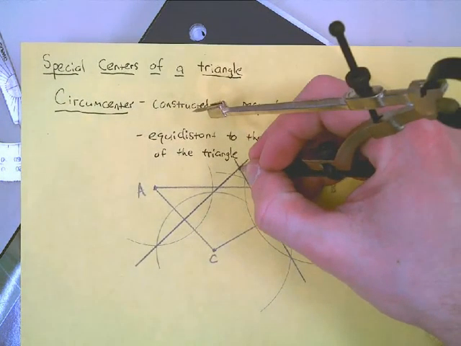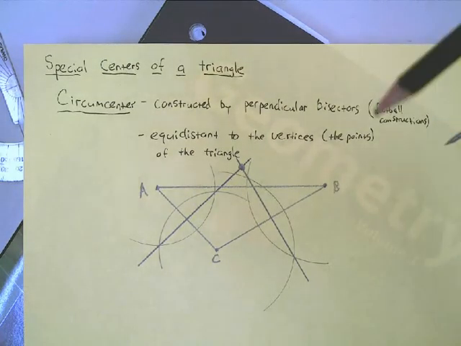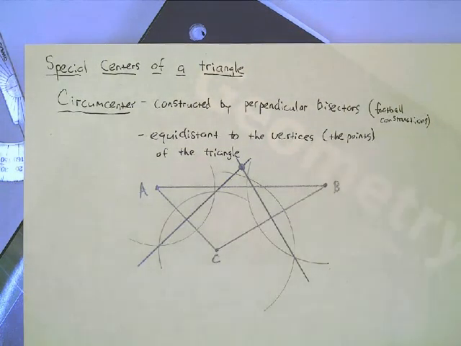So there's the circumcenter. Now, what's weird about my circumcenter here? It's outside the triangle. And you might wonder, Mr. Widmar, is that even right? Can you have a circumcenter outside the triangle?